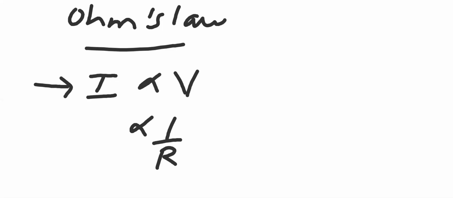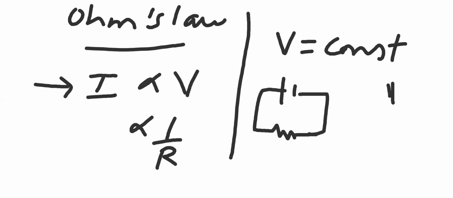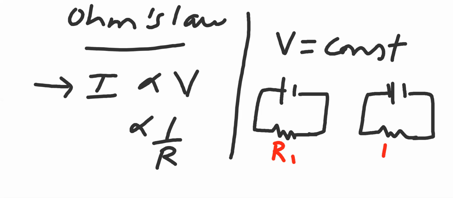So this means that if you have a battery of a given voltage, I say V is a constant value. Let's consider two circuits. You have a battery and a resistance, and in the same way you have another battery and another resistance. Suppose this is R1 and this is R2, and I say that R1 is greater than R2. Let's take the example that it is 10 volt, so this battery is also 10 volt.